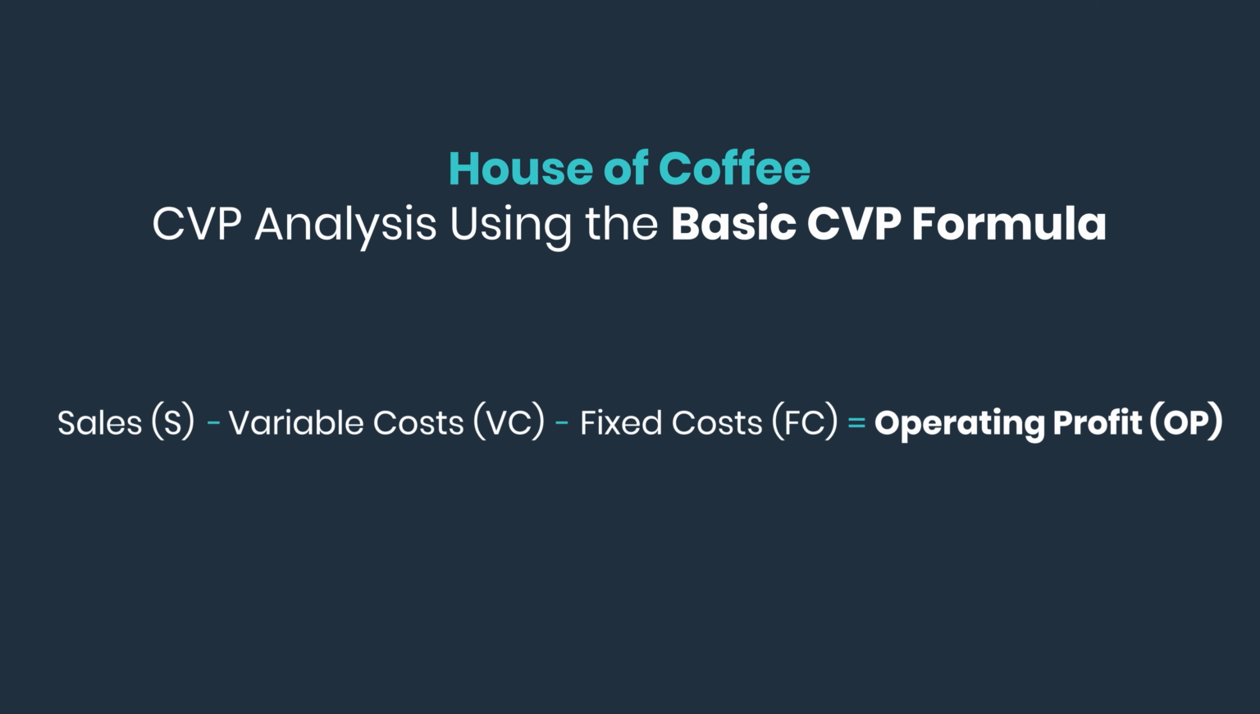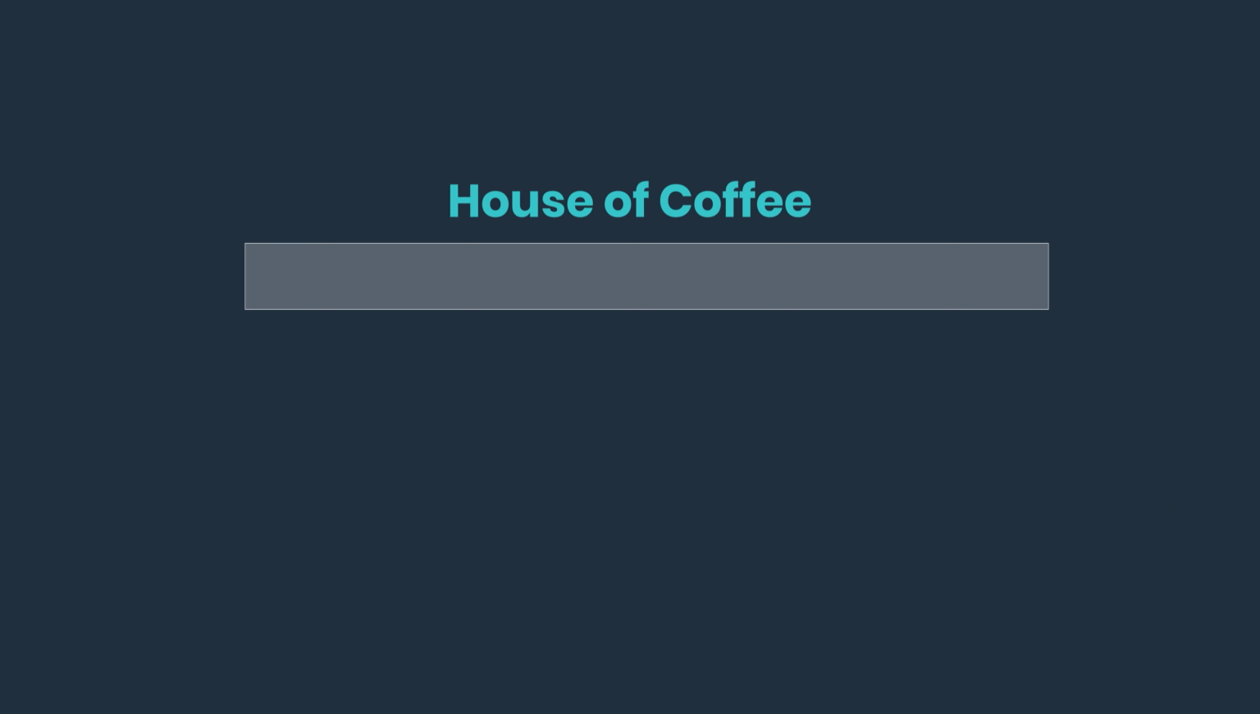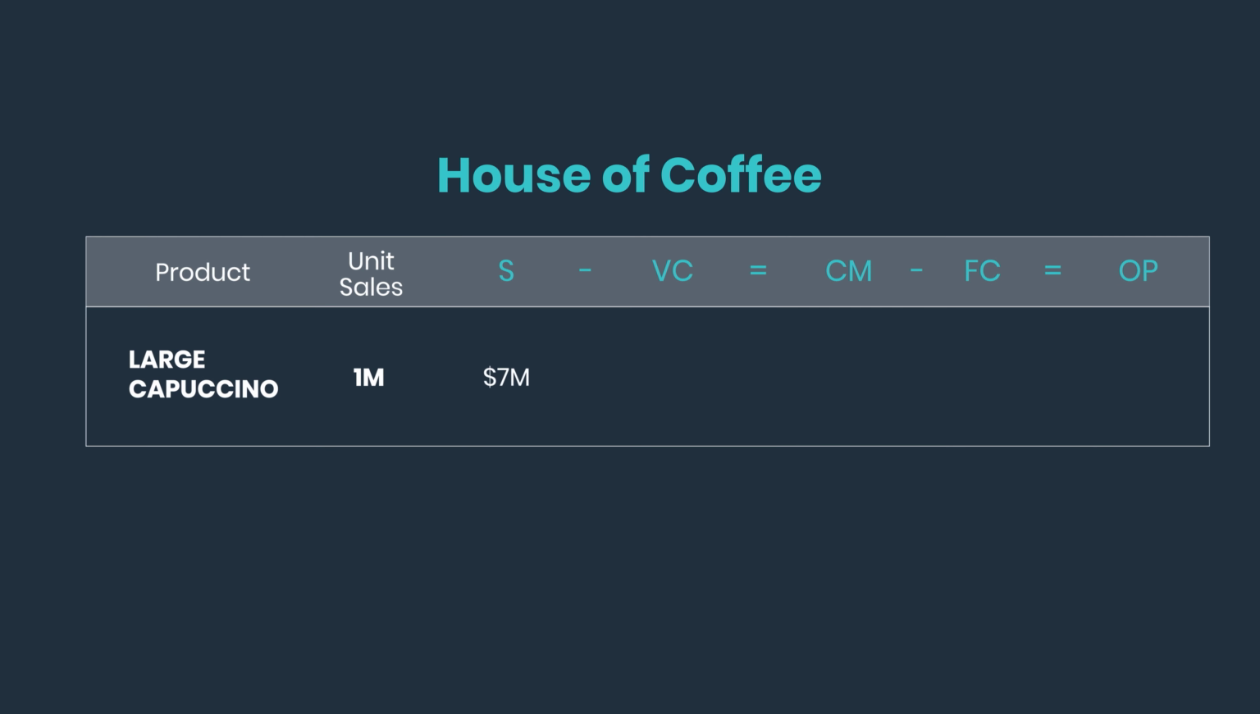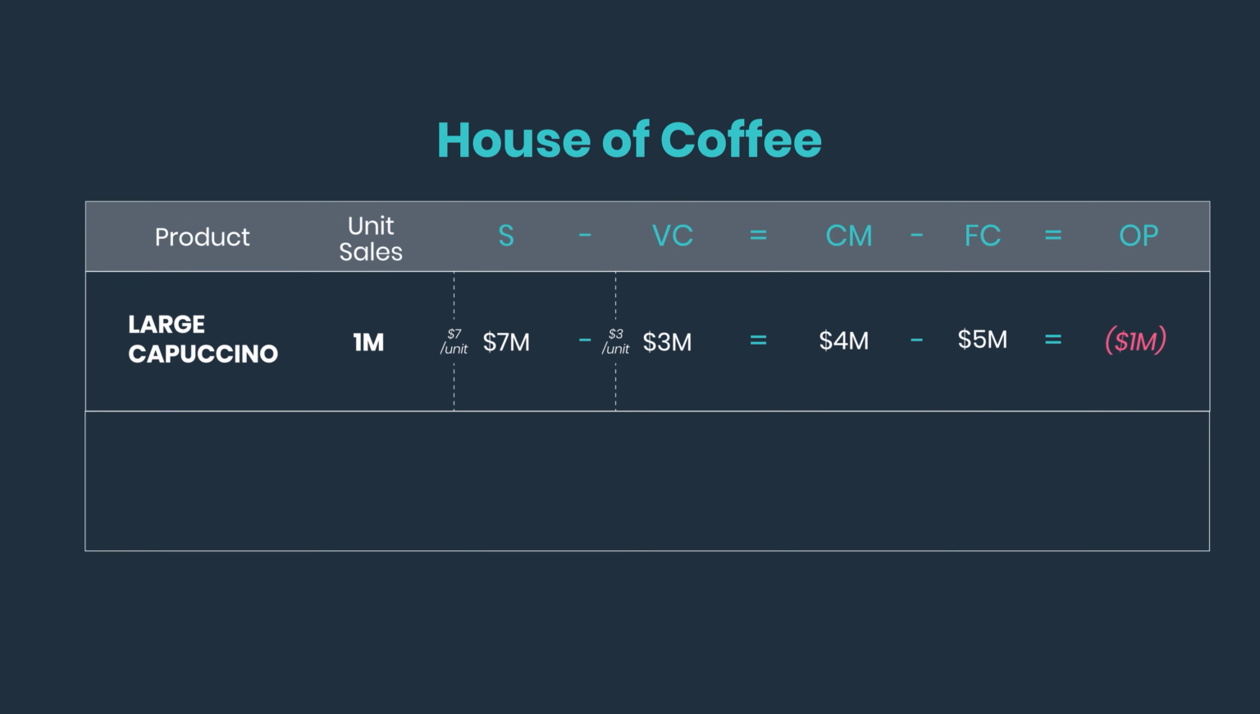At a sales volume of 1 million units, the analysis reveals the following numbers for each product. As the table on screen illustrates, the large cappuccino at a 1 million sales volume brings a $7 million total in sales at $7 per unit. The total variable cost is $3 million since each unit costs $3 to make. This cost creates a contribution margin that equals $4 million. The total fixed costs are $5 million regardless of how many cappuccinos sell. For House of Coffee, this means a loss of $1 million on their large cappuccino.